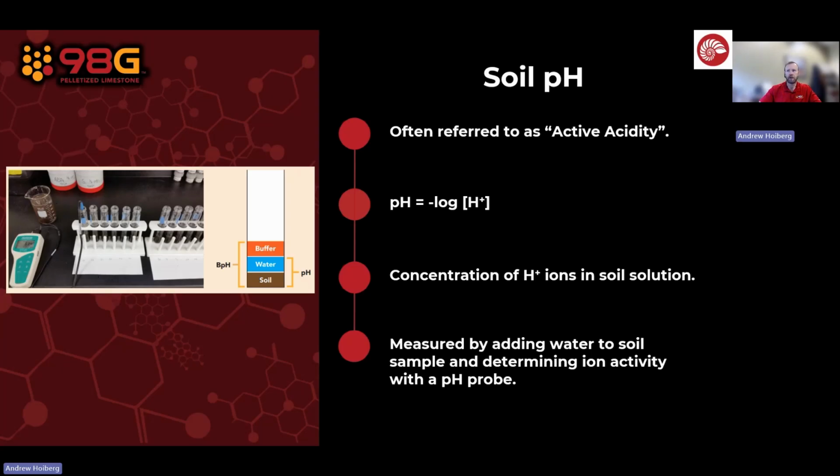So starting off here, looking at soil pH just from kind of the 30,000 foot view, and also including some information about how we look at it from a laboratory standpoint. Soil pH is, from a very simple standpoint, a measure of the hydrogen ions that are in the soil solution. It's represented as a negative logarithmic expression of that hydrogen ion concentration in the soil.